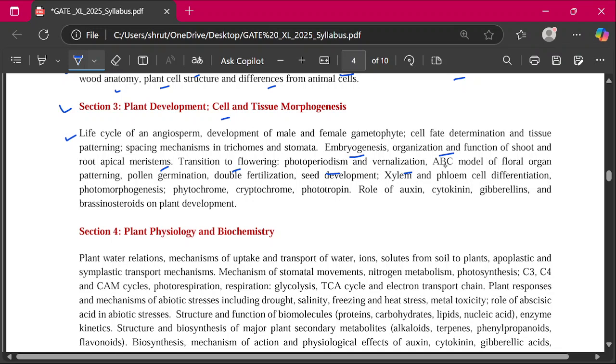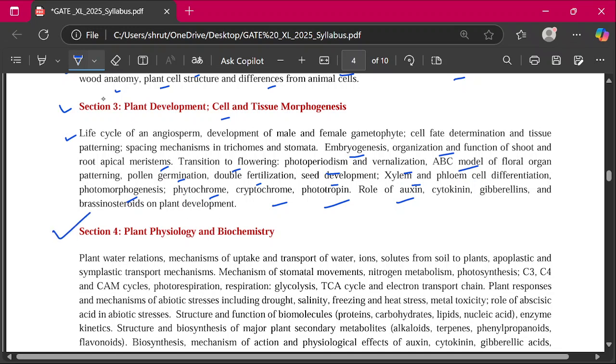photoperiodism and vernalization, then ABC model of floral organ patterning, pollen germination, double fertilization, seed development, xylem and phloem, cell differentiation, photomorphogenesis, phytochrome, cryptochromes and phototropins. Then we have to study the role of auxin, cytokinin, gibberellin, brassinosteroids like hormones of plant development.